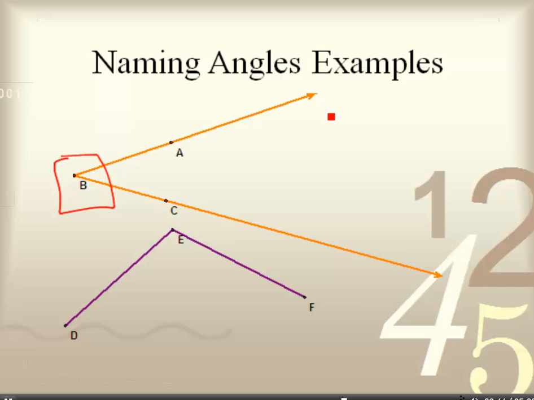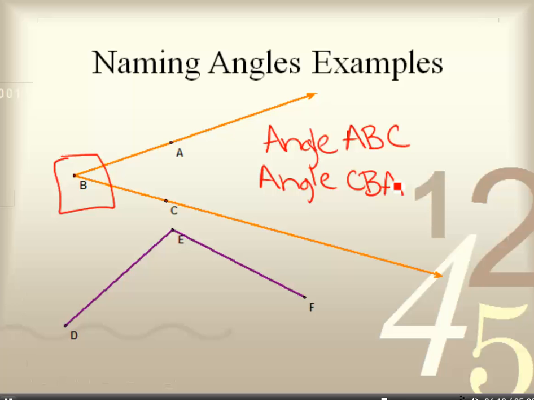Once again, if we were writing this out by hand, we could use a little angle symbol. You cannot use that symbol on your computer. It causes problems in Educator. So I'm going to need you to write out the word angle. And now we're going to use 3 letters. A, B, C. Notice how B is the middle letter because it's the vertex. We could also call this angle CBA. It didn't matter where I put A and C, but B needs to be in the middle.